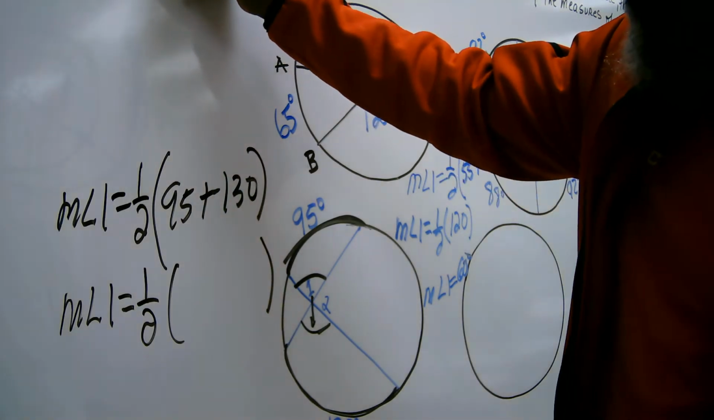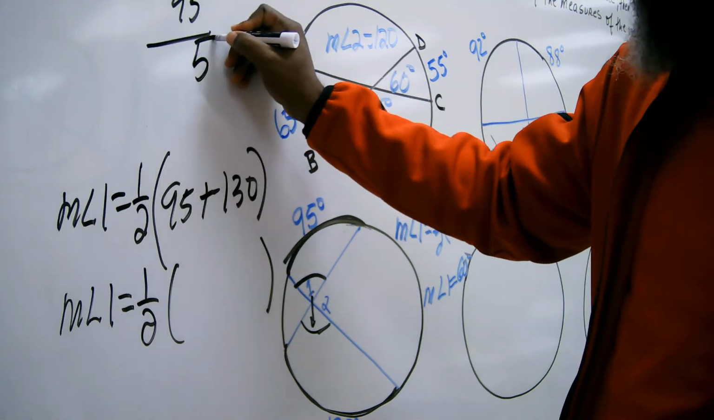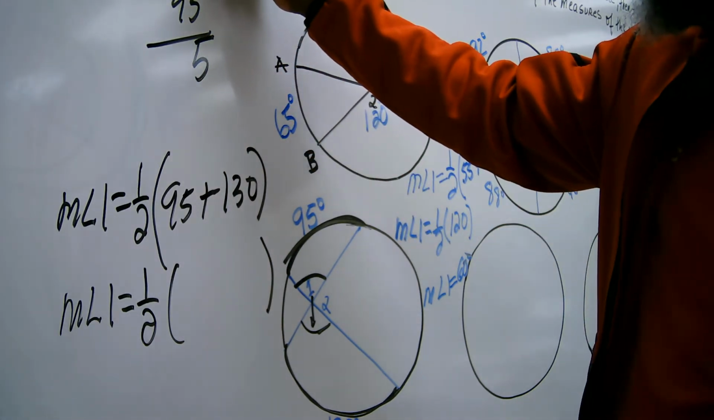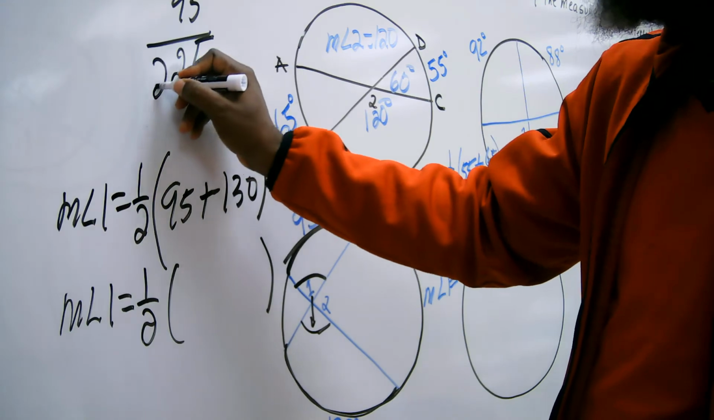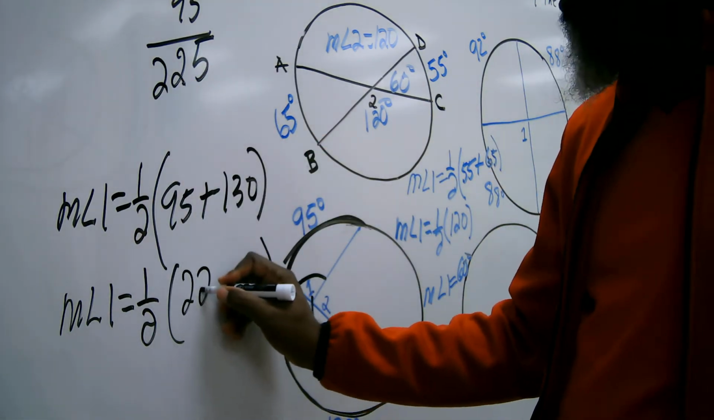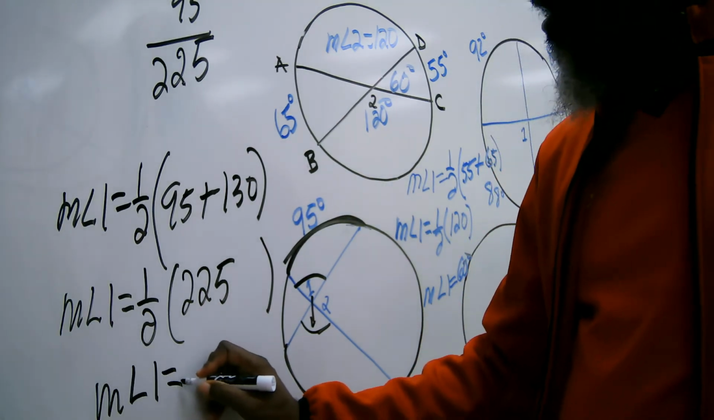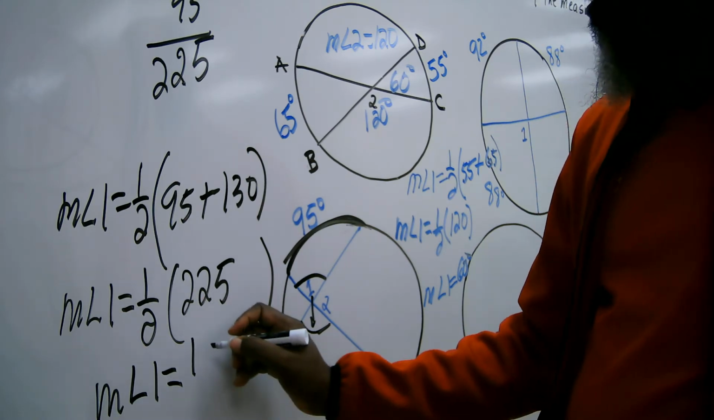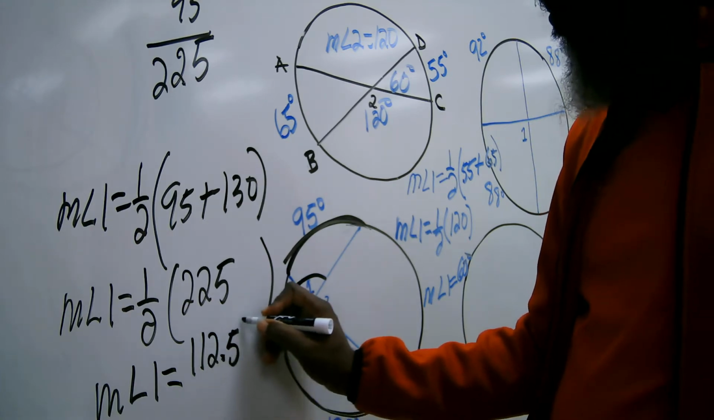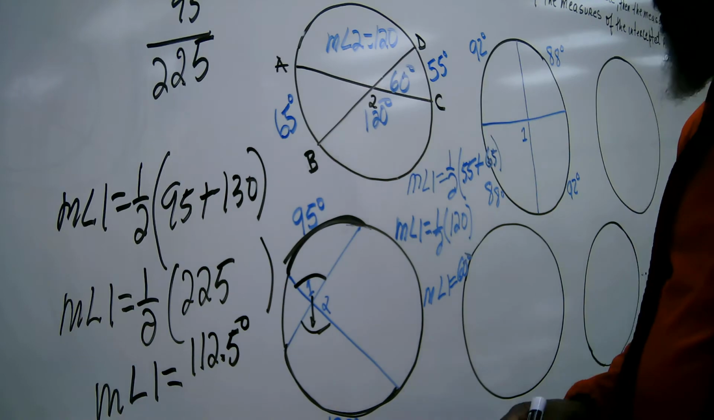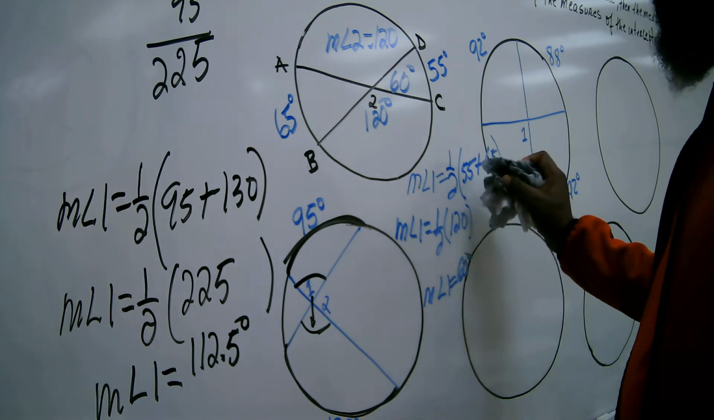I will take 130 plus 95. This will give you 225. And when you take half of 225, that will give you the measure of angle 1, which is 112.5. This is how you solve this problem. As you can see, those things are getting easier and easier. So this section is not that difficult.